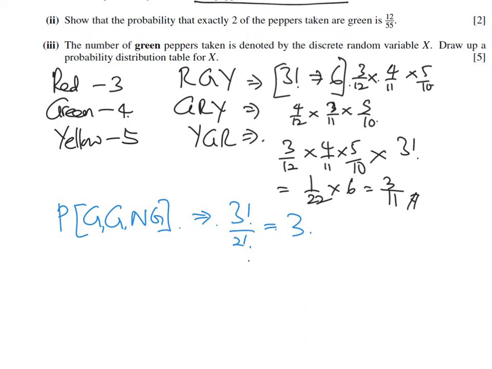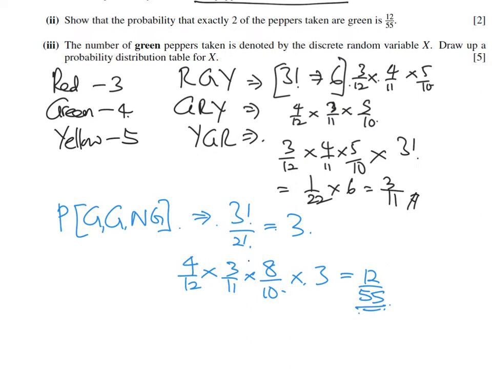Probability of getting green is 4 over 12, first green, second green is 3 over 11, and the next one is non-green, which is 8 over 10. We have 8 non-greens, which is yellow and red, so 3 plus 5, 8 over 10, and then multiply by 3. Why? Because we have 3 different orders: green, green, non-green; green, non-green, green; non-green, green, green. And the answer for this is 12 over 55.